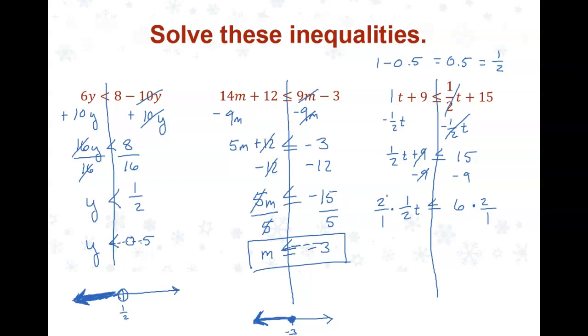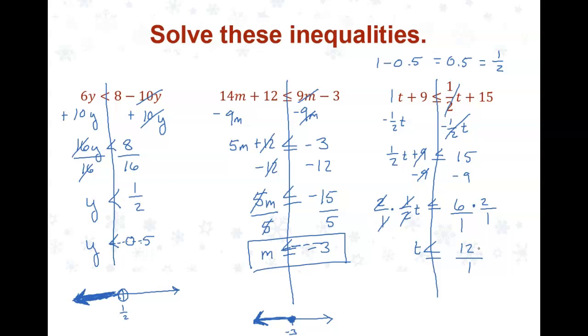So when we flip this upside down, the 2's cancel, the 1's cancel, and we just have t left. Over here on the right side, remember we can put anything over 1. We're going to multiply straight across. So this is 6 times 2 on the top, and 1 times 1 on the bottom, 12 over 1. We don't flip the sign because we're multiplying by a positive number. So our sign stays the same direction.